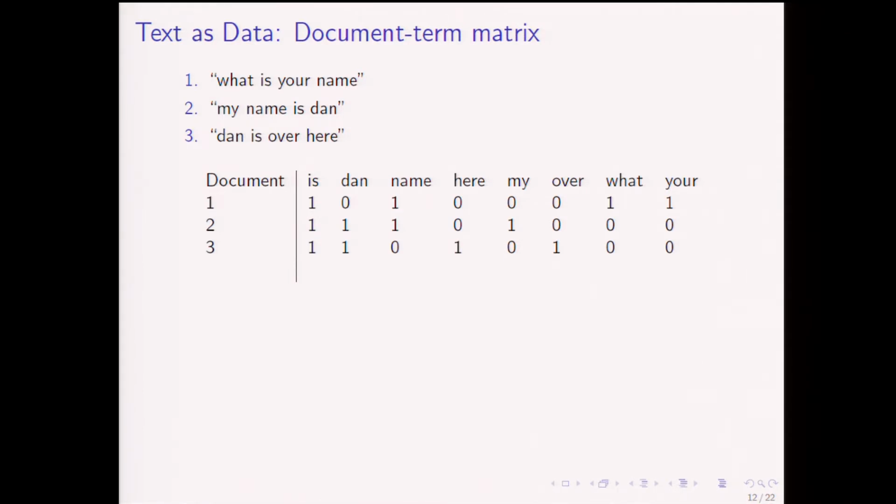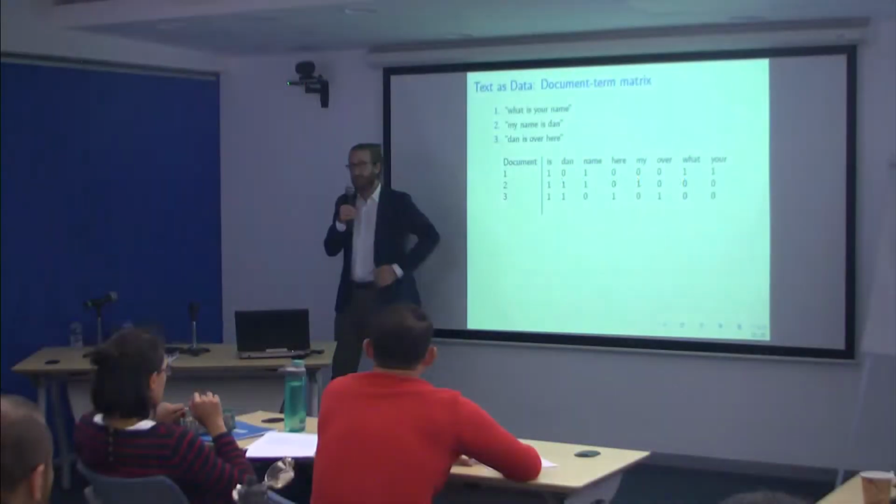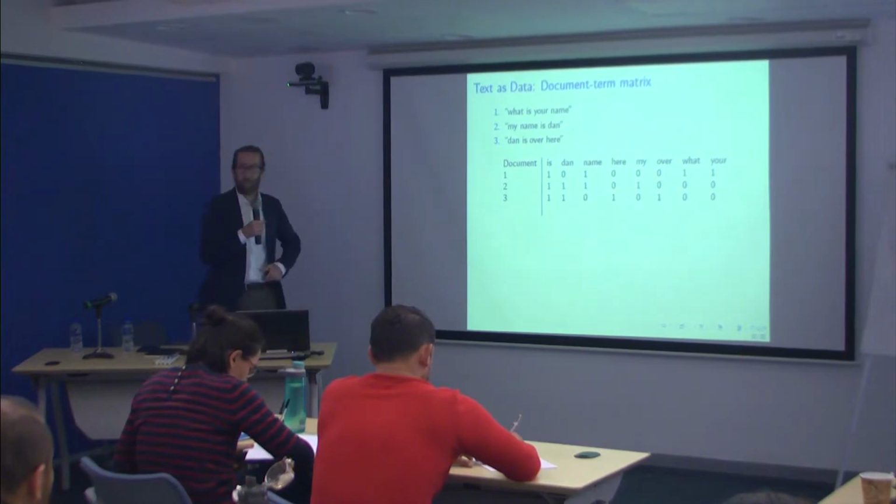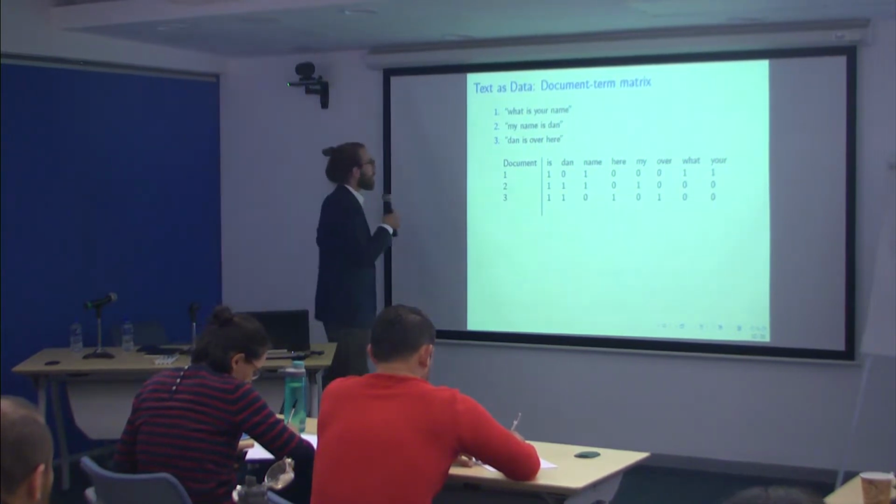That's it. So the word "is" gets a 1 because it appears in all 3. The word "Dan," 0, 1, 1. The word "name," 1, 1, 0, and so on, and so on, and so on. That's the bag of words assumption. That's representing text as a document term matrix.